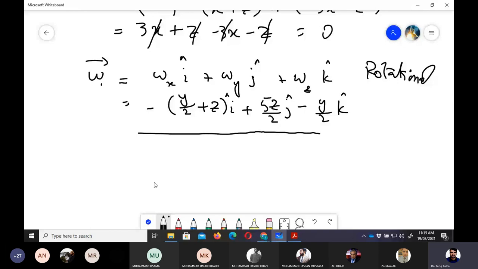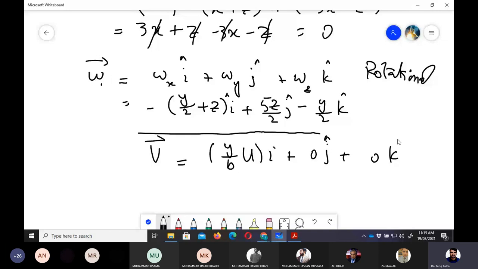The velocity vector is given as y upon b into U in the x direction, plus 0 j plus 0 k. It means that there is no vertical or normal velocity, or into-the-board velocity. So v and w velocity are equal to 0. Only the u velocity is non-zero, which is given by y upon b into U.